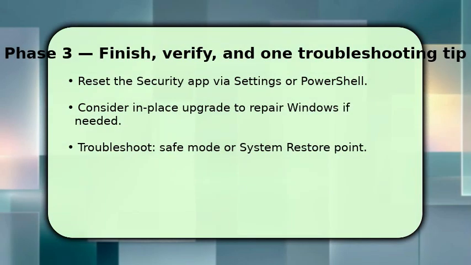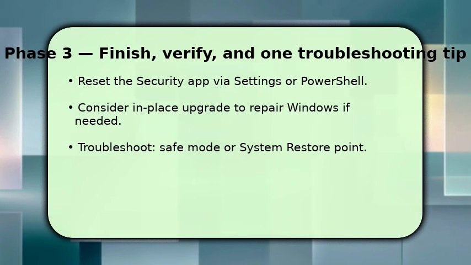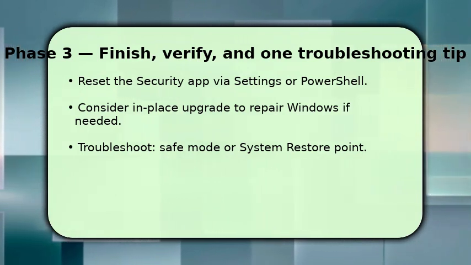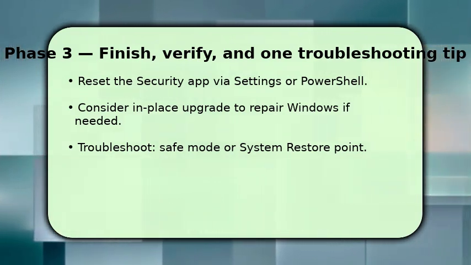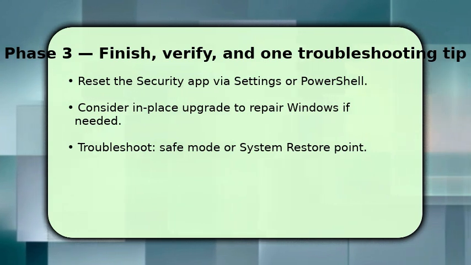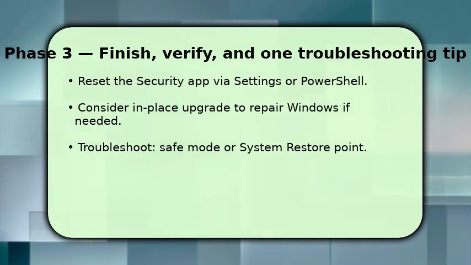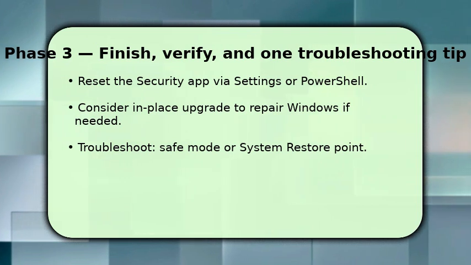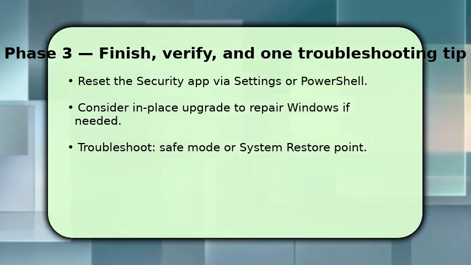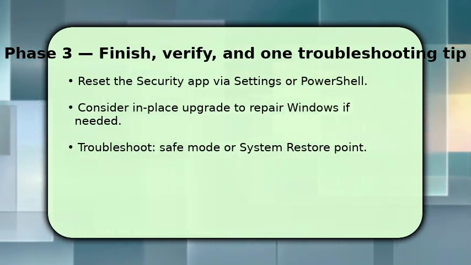If scans and service checks fail, reset the Windows Security app in Settings, then Apps, then Advanced Options, or use PowerShell to reinstall or re-register the app package. As a last resort fix, perform an in-place upgrade with the Media Creation tool to repair the OS without losing files.